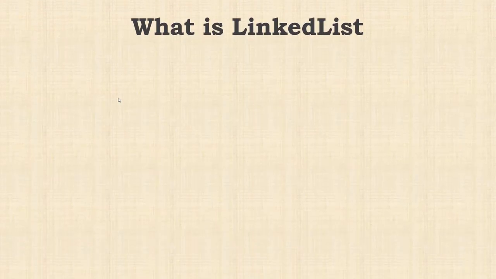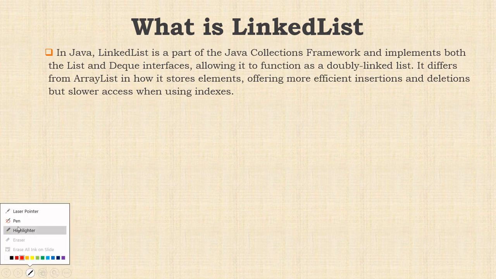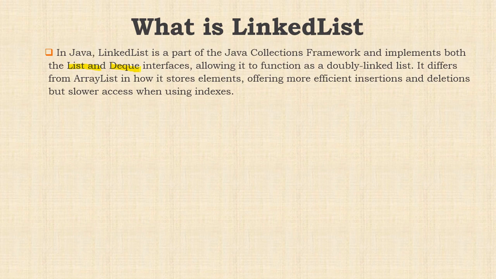So we are going to see what is linked list. Linked list is a part of the Java collections framework and implements both the List and Deque interfaces, allowing it to function as a doubly linked list. Internally, it uses the doubly linked list concept to perform linked list operations.